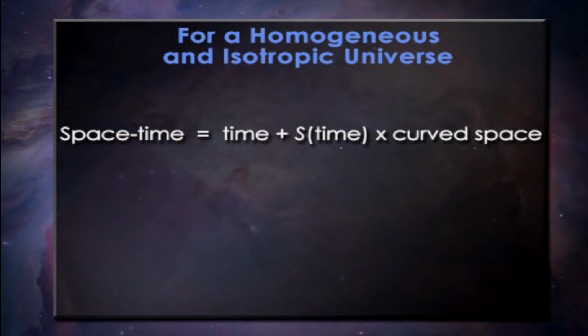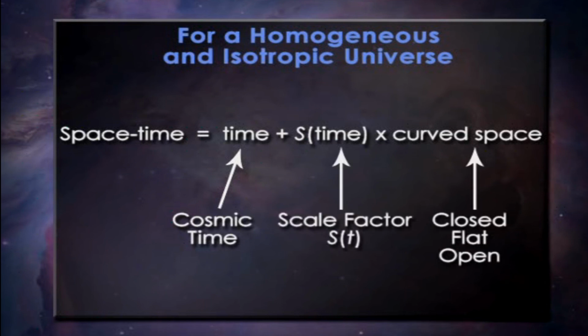So time enters in two ways. The first is very simple. Time just flows along nice and uniformly for everyone. This is called cosmic time. And its value is 0 at the Big Bang, and from then on, the seconds tick away everywhere at a uniform rate.